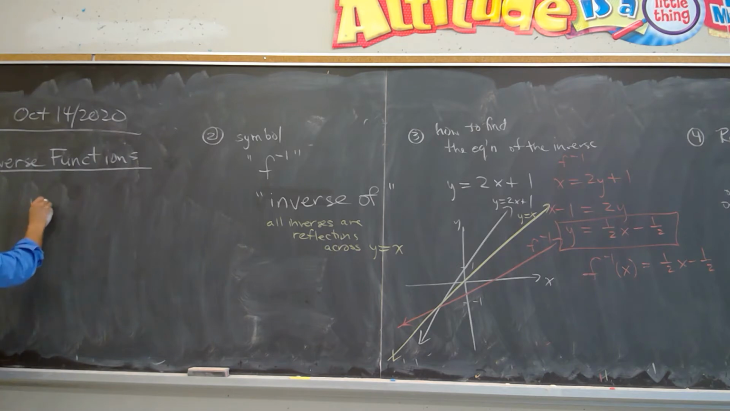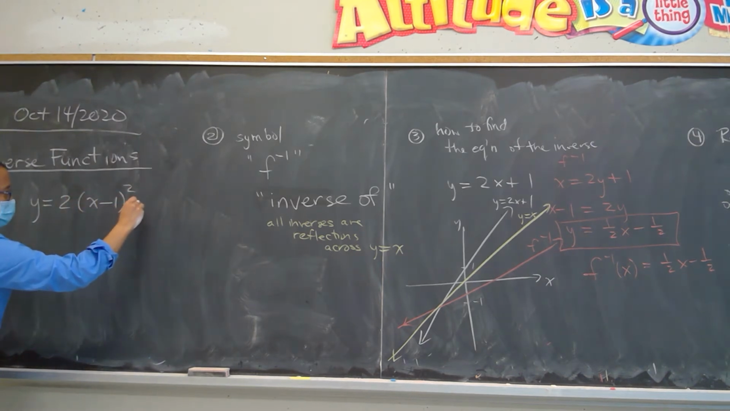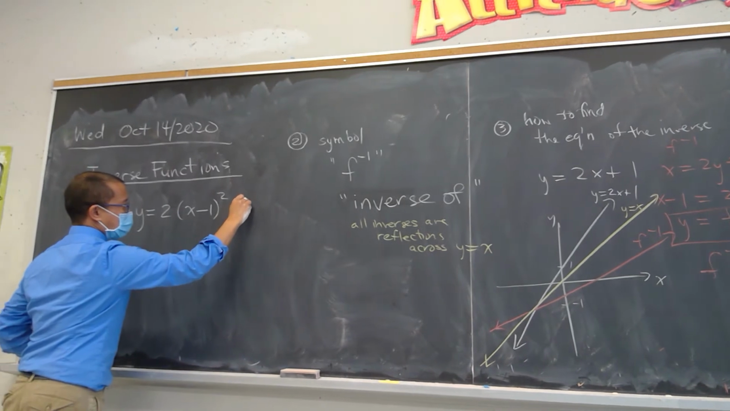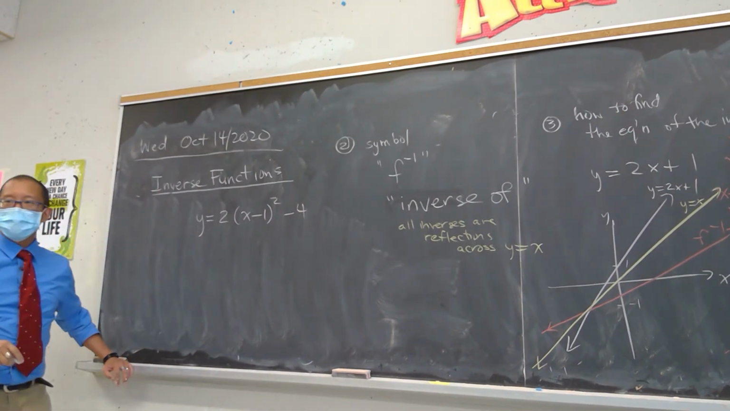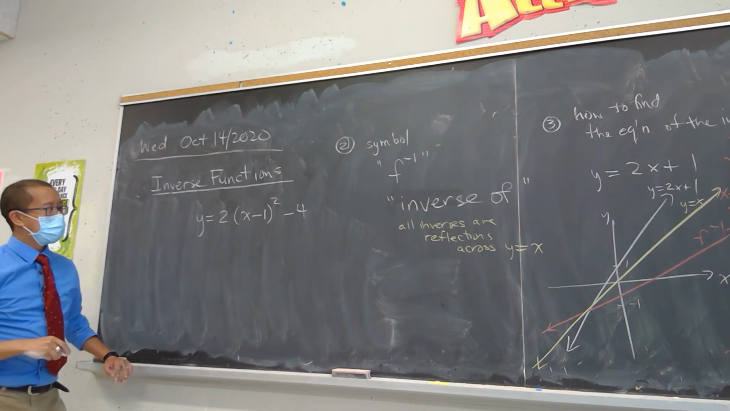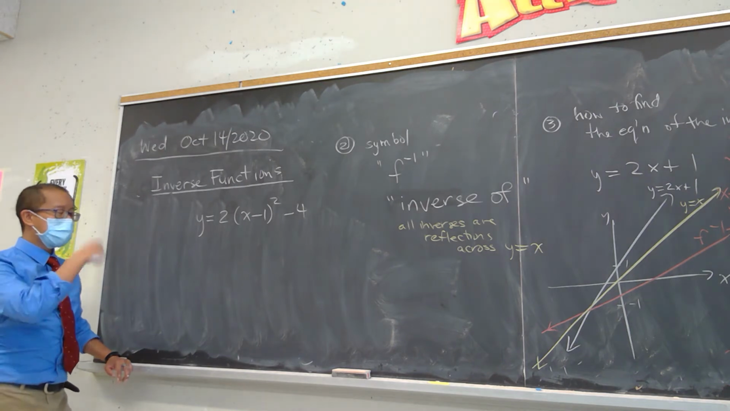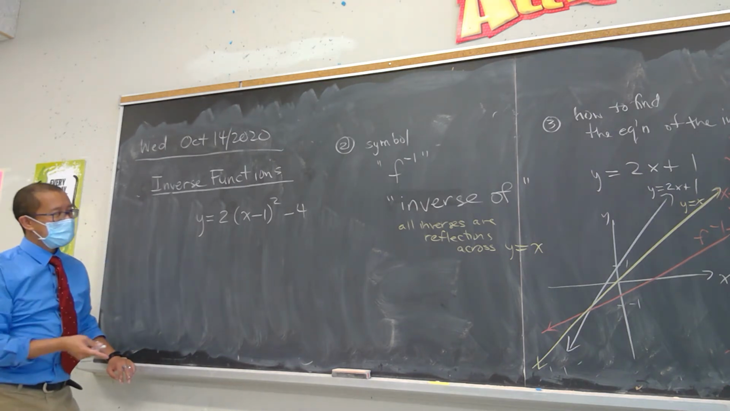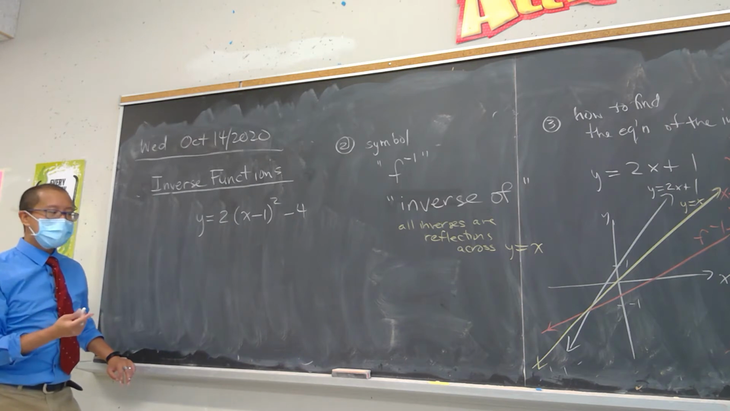So our second example of how to find the equation of the inverse: y equals 2 times (x minus 1) squared minus 4. So let's say that's our function. Everyone okay? That's fine. I should make something easier. I don't know, I just want to make it a little more interesting. So this is our original function. So how can I find the inverse for this?